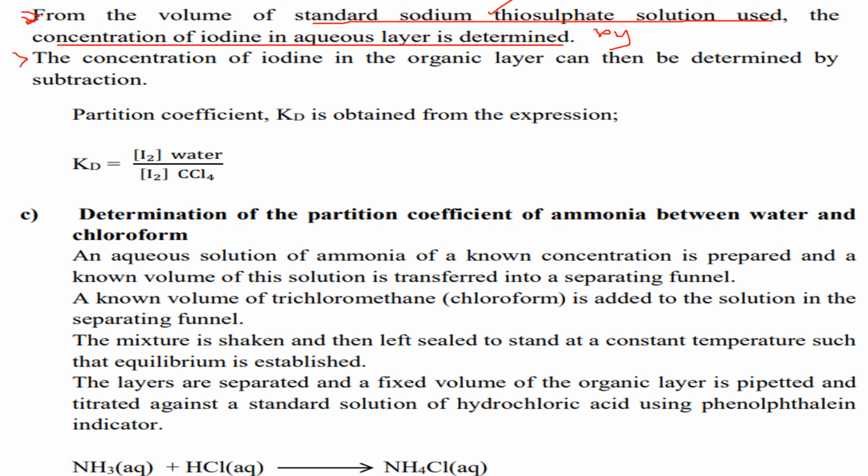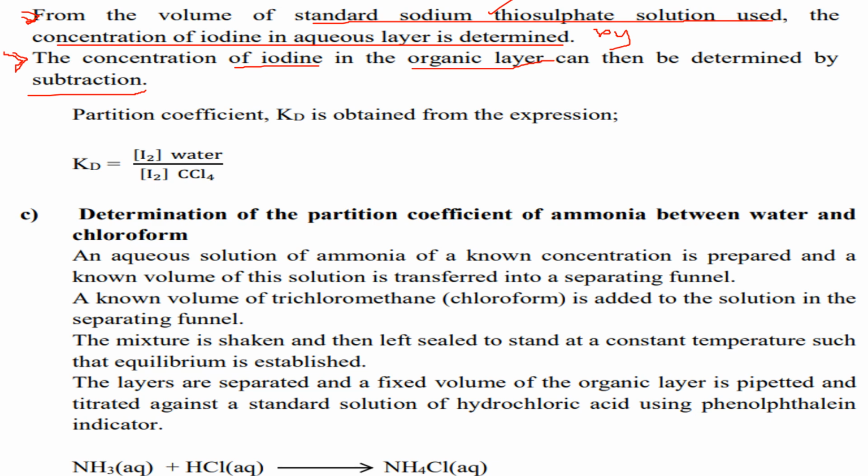And we are saying that the concentration of iodine in the organic layer is going to be determined by subtraction. Now I told you that someone else can go the other way. You can also pipette a fixed volume of the organic layer and titrate it with a known volume of the standard sodium thiosulfate. You also determine the concentration of iodine in the organic layer. That's an alternative option, but they all mean the same. So you go with the one which you find easier for you.